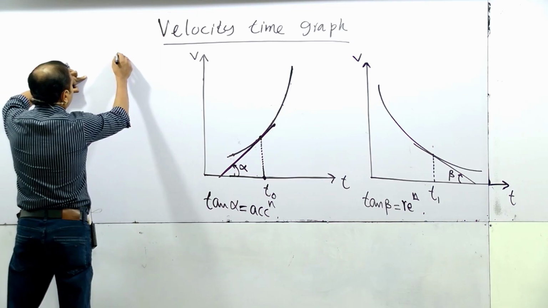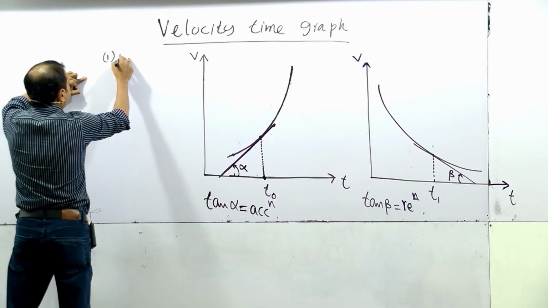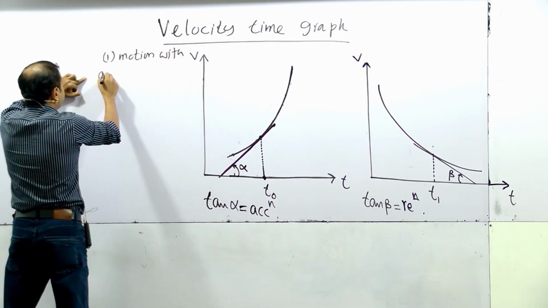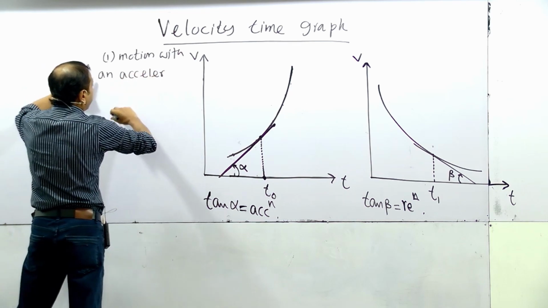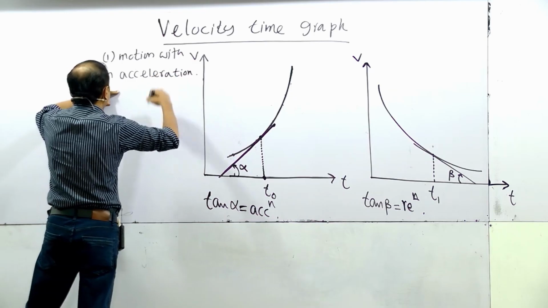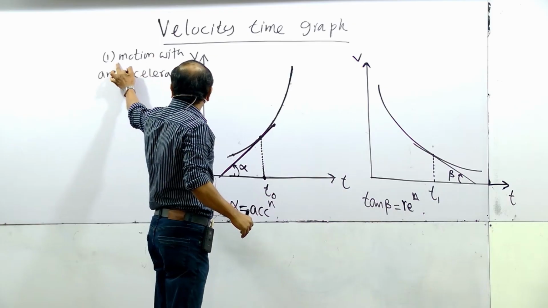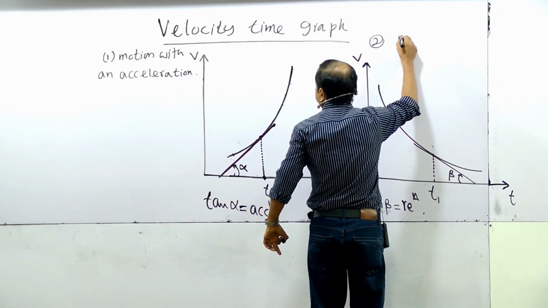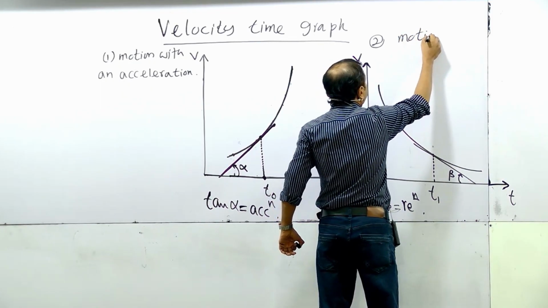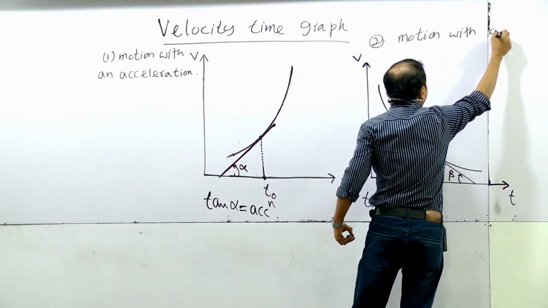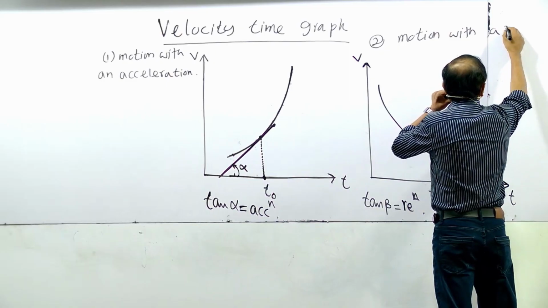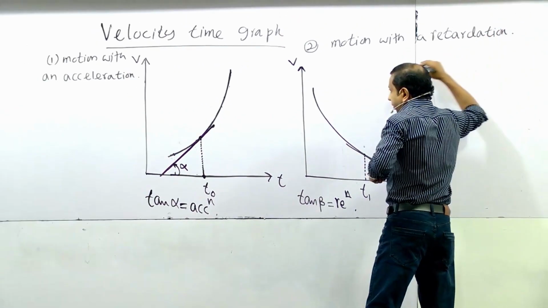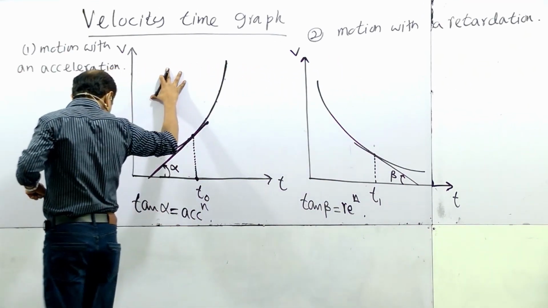Okay, now first one, this one, motion with an acceleration. Number one, draw this one, write in this. Number one, motion with an acceleration is number one, this. Number two, this. Motion with a retardation. Right, first one, this. Small graphs, small graphs.